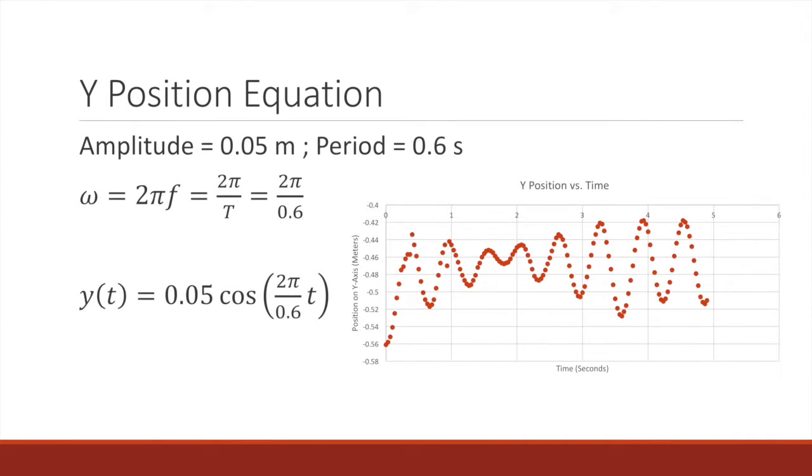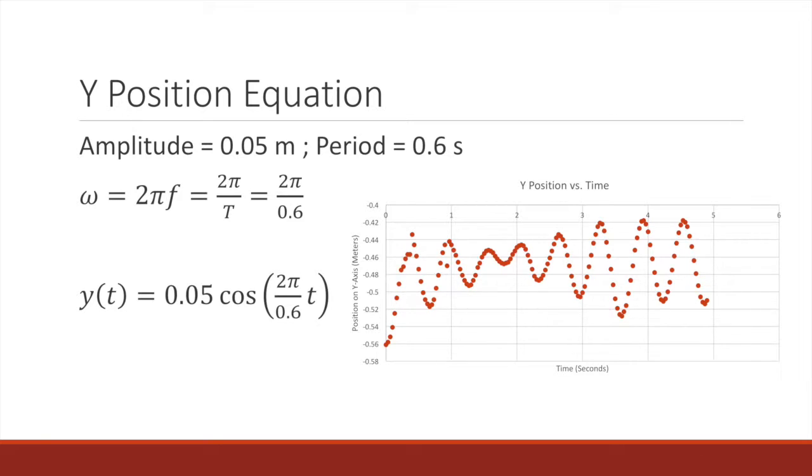Using this graph, I created an equation for the y position of the mass. The wave for the y position was more irregular than the wave for the x position. Since the final 3 cycles were the most consistent, I based my vertical position equation on those.